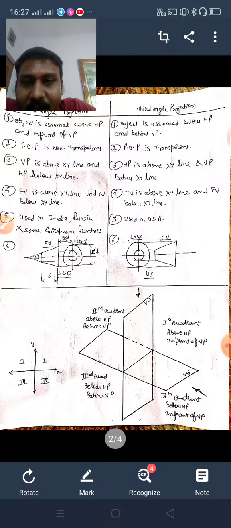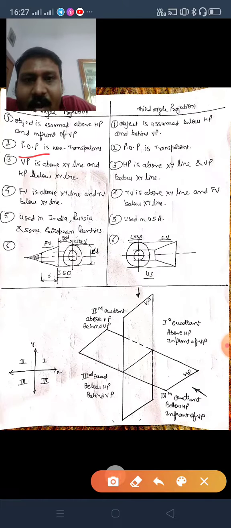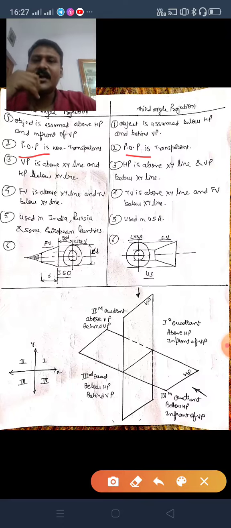These are some of the differences between them. Okay, this is the POP, you need not be confused by this POP. This is the plane of projection. So all these things I have made clear once again. I have already explained them in my previous videos, but again I have explained it. So now let us start.